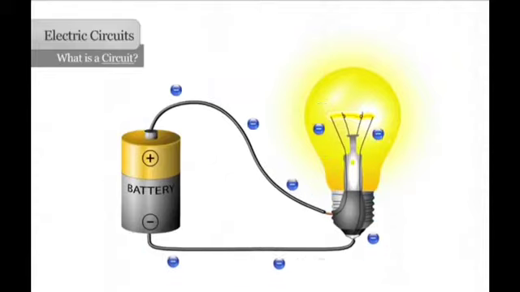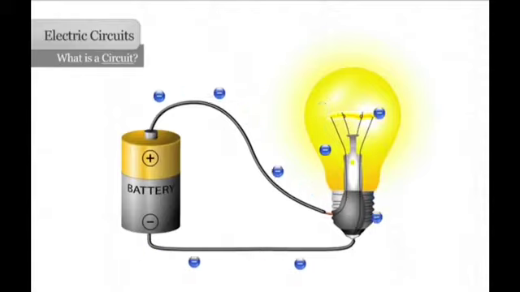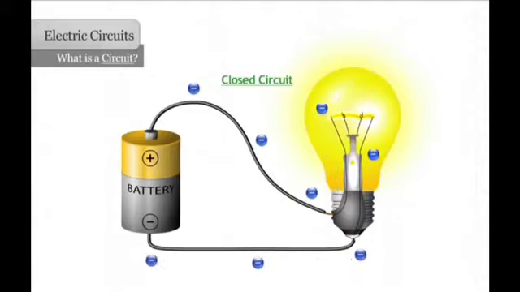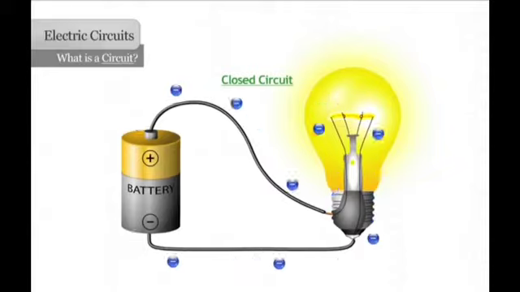When there is an unbroken path on which electrons flow, as in this example, it is called a complete circuit. The unbroken path that the electrons follow is called a closed circuit, because electricity will only flow on an unbroken path. The light bulb will not light unless there is a closed circuit.